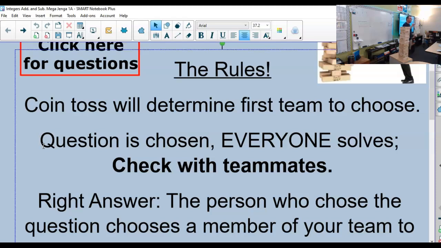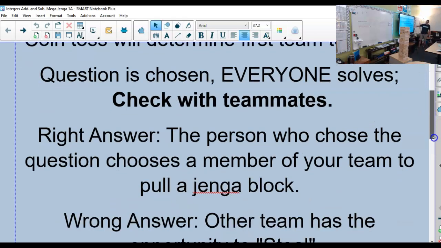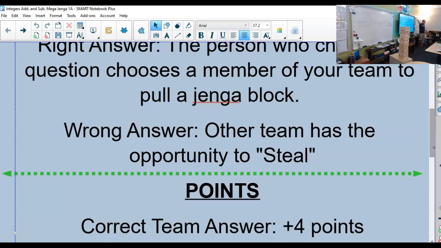That's the answer. So let's say Josh's answer's wrong, and Jimmy knows it. Jimmy's like, nah, dude, it's not 1/2. Jimmy raises his hand, looking for the steal opportunity. Because if they get the question wrong, it's up to steal. So if Josh had the answer right, somebody from the team comes up to the tower and gets to pull a block. If Josh had it wrong, another team gets a chance to steal not only the points for the question, but the points for the block.